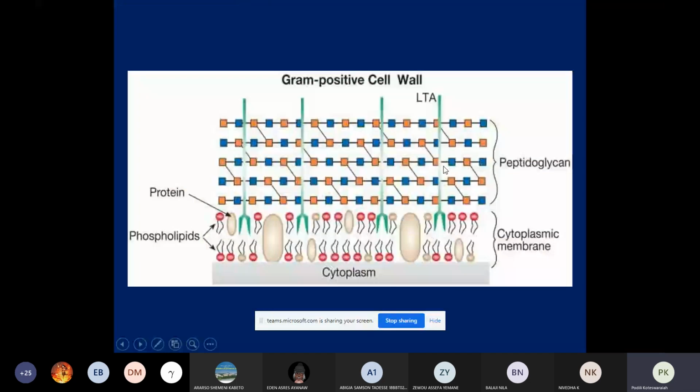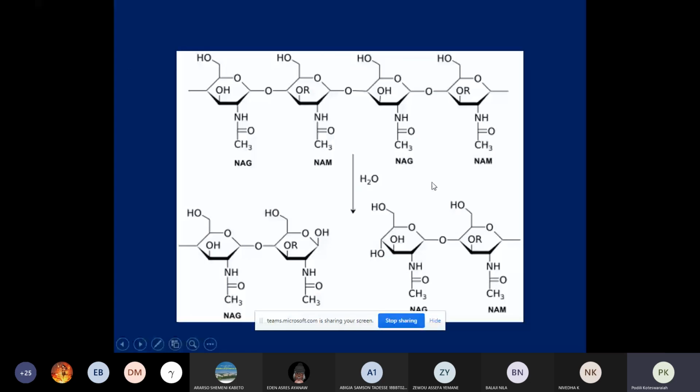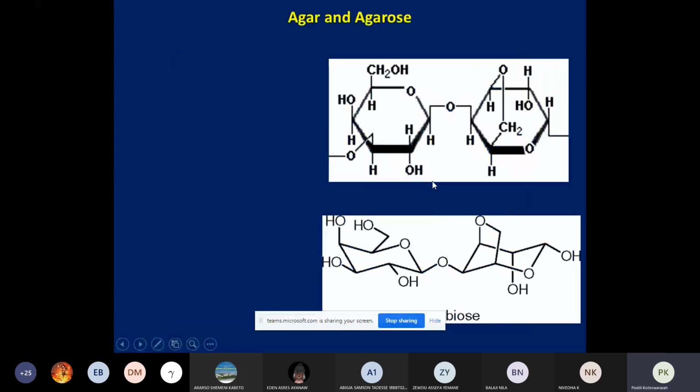So that means lysozyme hydrolyzes the glycosidic bond between NAM and NAG, whereas penicillin kills the bacteria by preventing the synthesis of the cross-linking, by inhibiting the transpeptidase enzyme that is essential for the cross-linking of one NAG and NAM layer with another NAG and NAM layer. So this is about the peptidoglycan. Coming to the agar.